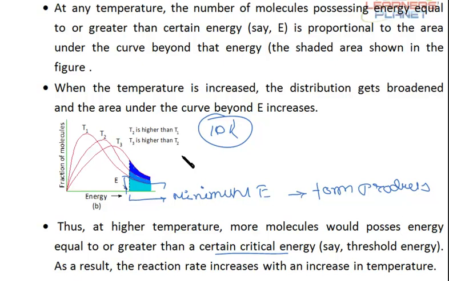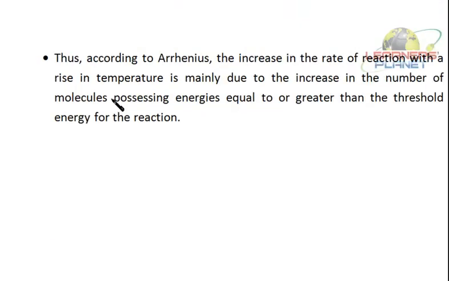Only those molecules will collide and form the products which have energy equal to the threshold energy. When the temperature is increased by 10 Kelvin, not doubled, I'm sorry, the number of molecules possessing the threshold energy doubles, and so the rate of reaction also doubles. So this concept was given by Arrhenius.